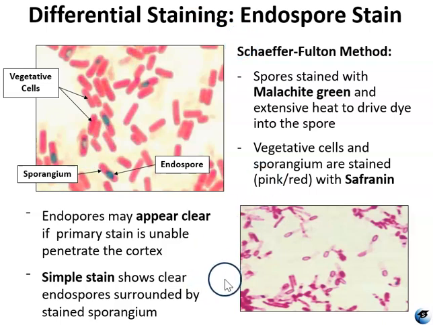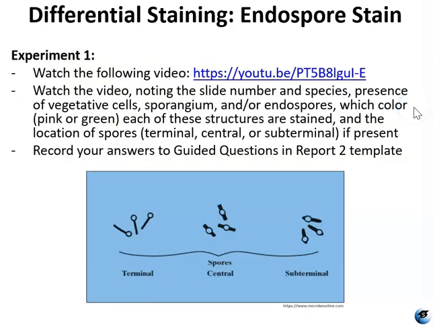Also, sometimes you can see endospores when you're doing a simple stain like this one. The endospores will be clear voids within the cell because, again, with a simple stain, the dye is not able to penetrate the endospore. Here is a quick demo of the endospore technique.